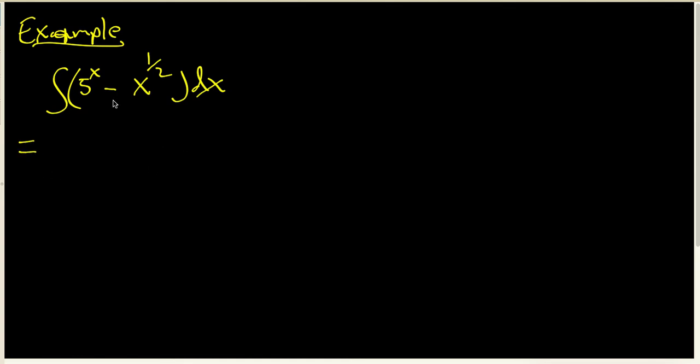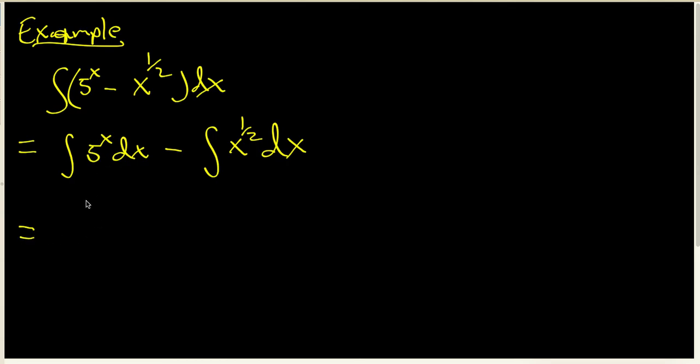So, my second example. Let's look for an antiderivative of, let's say, 5 to the x minus x to the 1/2 dx. So to do this particular problem, again, I'm going to break the antiderivative up at this minus sign. So I'll write this as the integral of 5 to the x dx minus the integral of x to the 1/2 dx. And both of these are integrals that we know how to do.